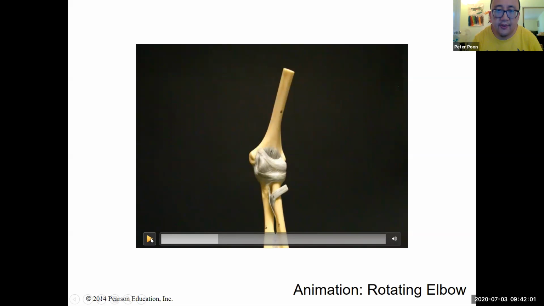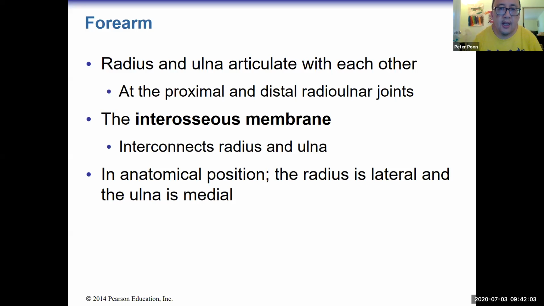That's the front of the elbow. So the radius and ulnar are actually attached to each other in two places. One is proximal near the wrist, and that's the proximal radial ulnar joint. One's distal near the elbow, and that's the distal radial ulnar joint. In the anatomical position, the radius is lateral and ulnar medial.